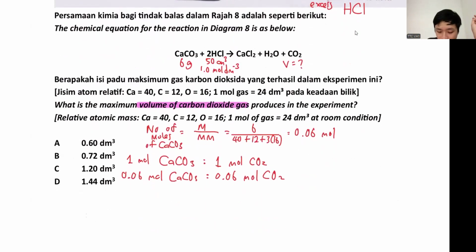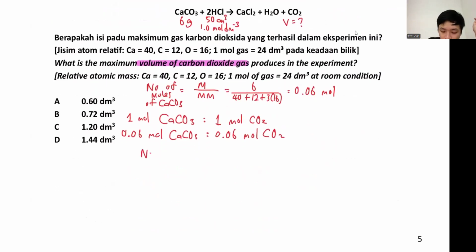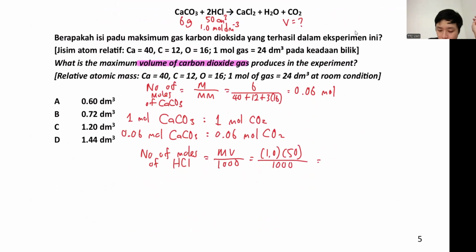And then in this case, the other one is number of mole of HCl. This one is MV over 1000 because you got volume and molarity. So it's 1.0 multiply 50 over 1000. Let me calculate, 1 times 50 divided by 1000. So you will get 0.05 mole.